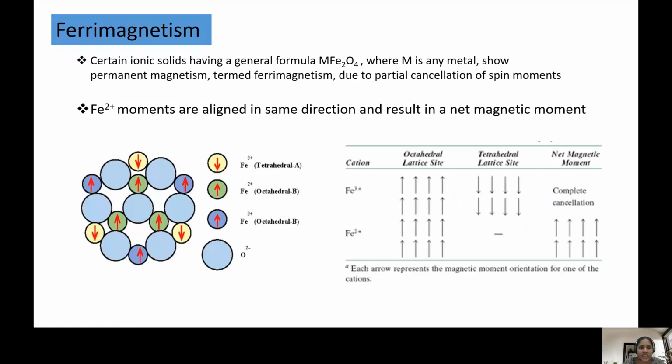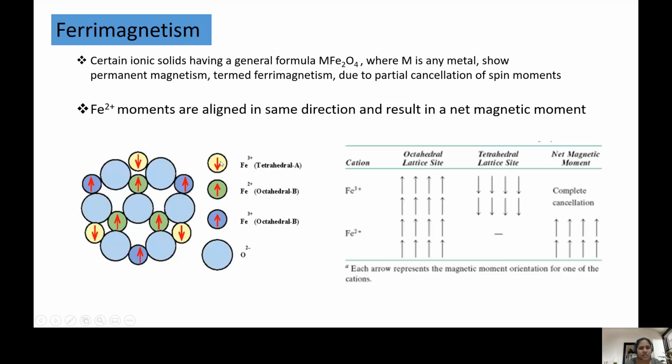And the last one is ferrimagnetism. This ferrimagnetism is observed in certain ionic solids having the general structure MFe2O4, where M is any metal, and shows permanent magnetism termed ferrimagnetism. Due to the partial cancellation of the spin moments, we can observe a different type of magnetism, which is said to be ferrimagnetism. Here we can observe it from this diagram also.